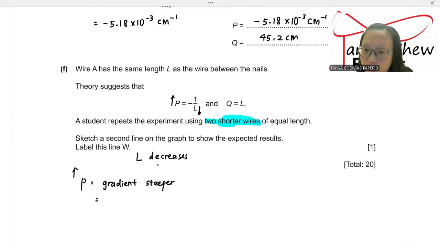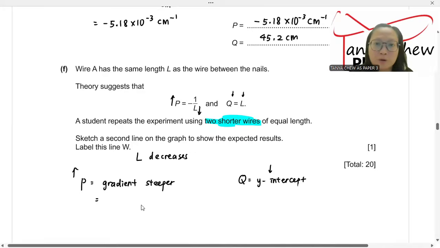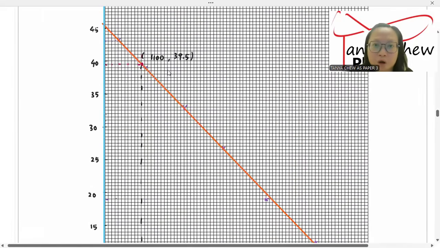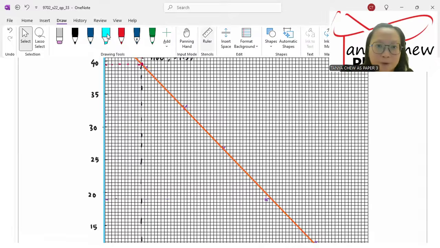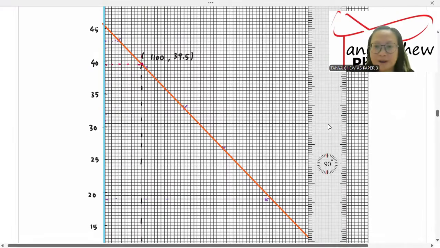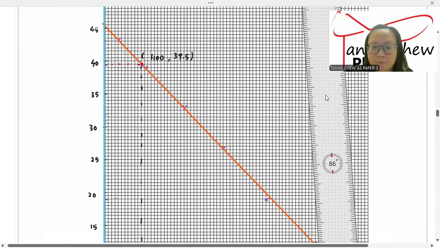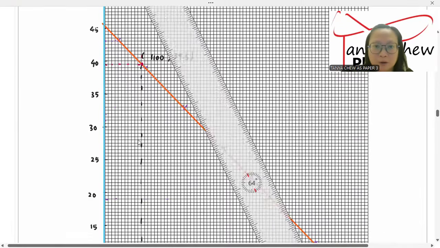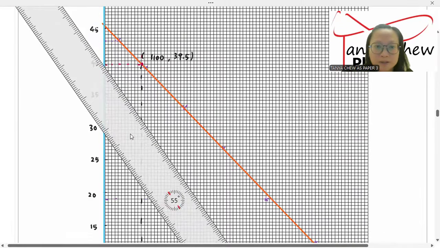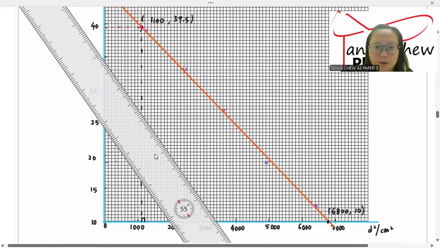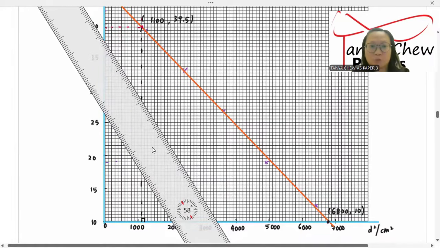What about Q? Q is the y-intercept. So what happens to the y-intercept? When L decreases, the y-intercept will be lesser. So the second line that you are supposed to draw is shorter in y-intercept but steeper. The y-intercept is lesser, but the line must be steeper, meaning it goes more towards the y-axis.